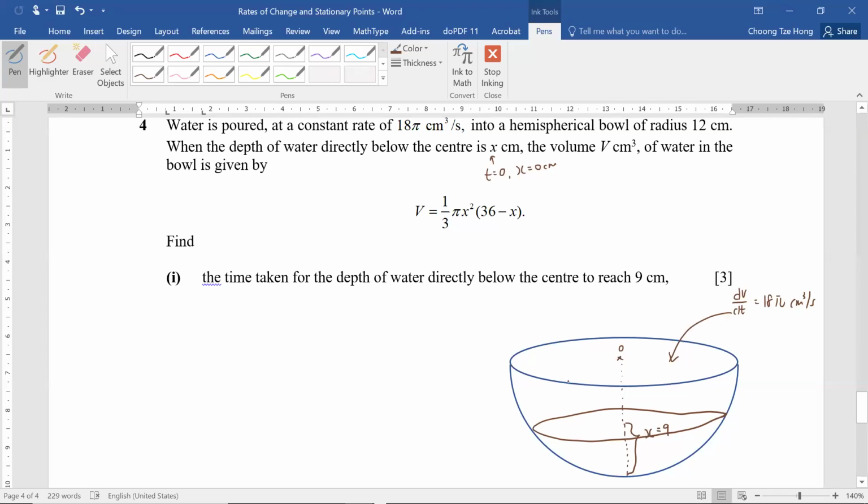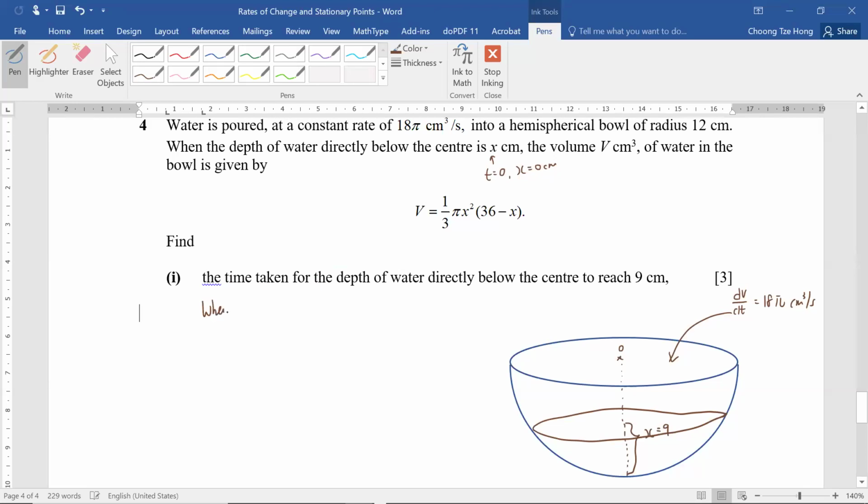So what we will do now is substitute x equals 9 into the formula. This will allow us to find the volume of water. And once we know the volume of water, we just divide by 18 pi, and we will get the time taken. Okay, so let's solve it.